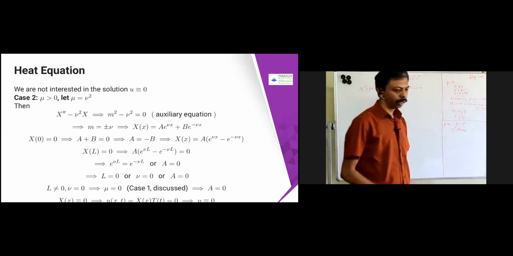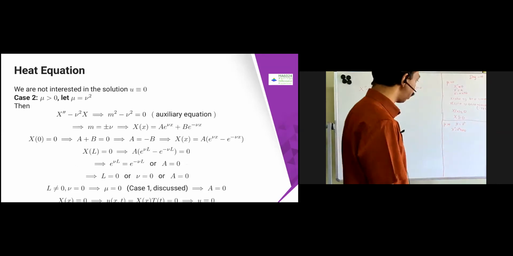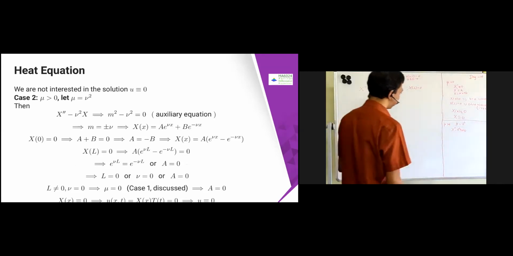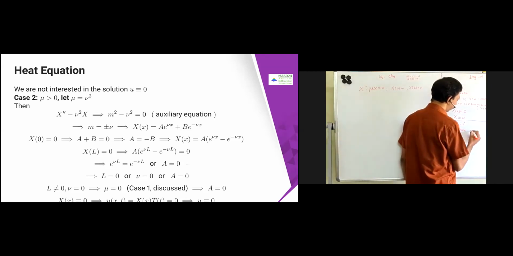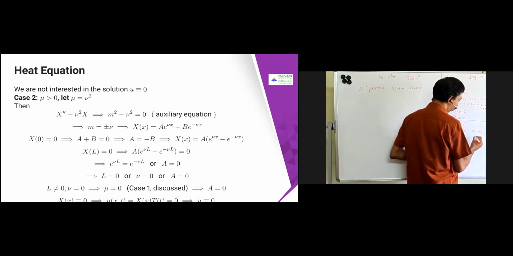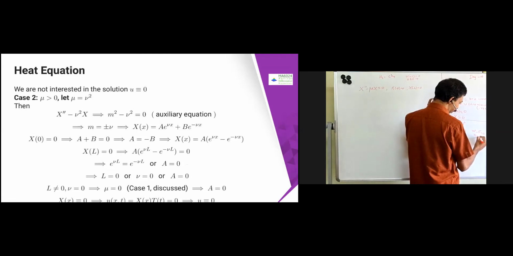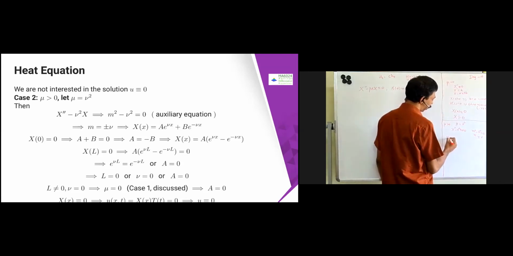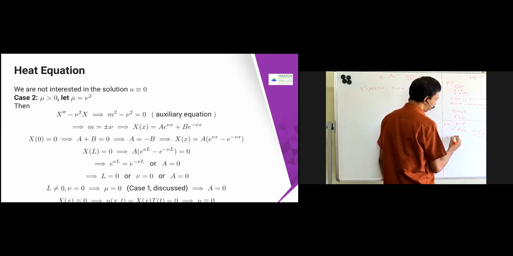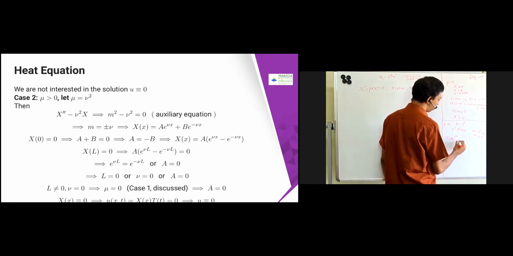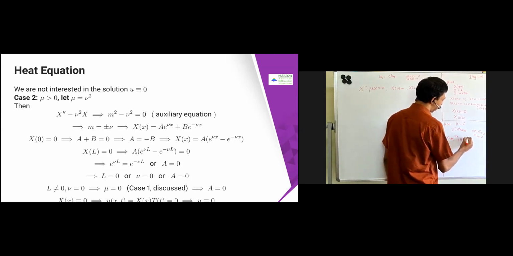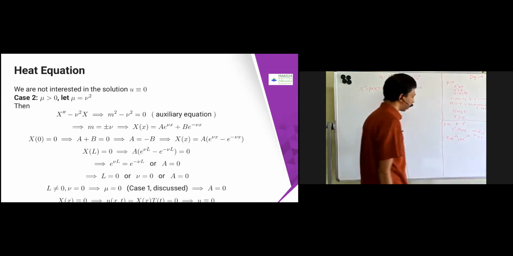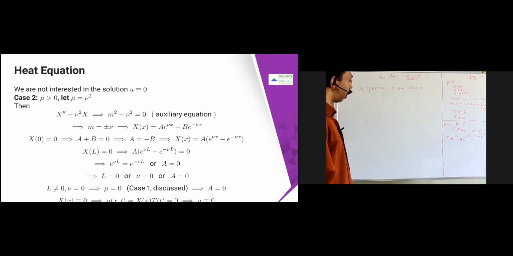Then what is the auxiliary equation? For this one, we go for the auxiliary equation. The auxiliary equation is m square minus mu square equal to 0. Therefore, m equal to plus or minus mu. Therefore, what is the solution? x is going to be a into e power mu x plus b into e power minus mu x. So this is my solution.